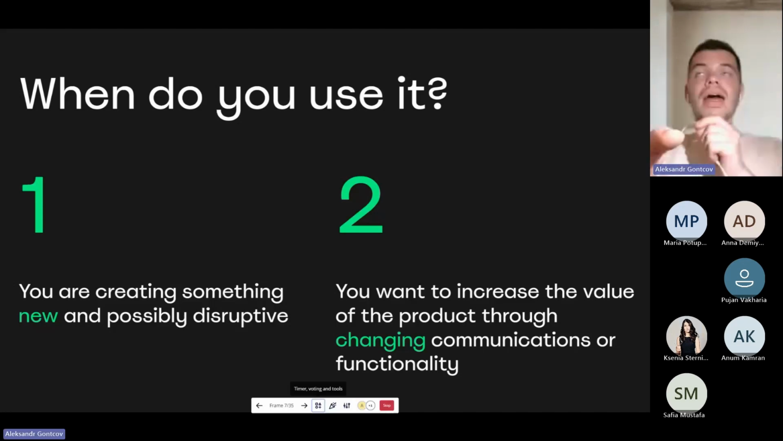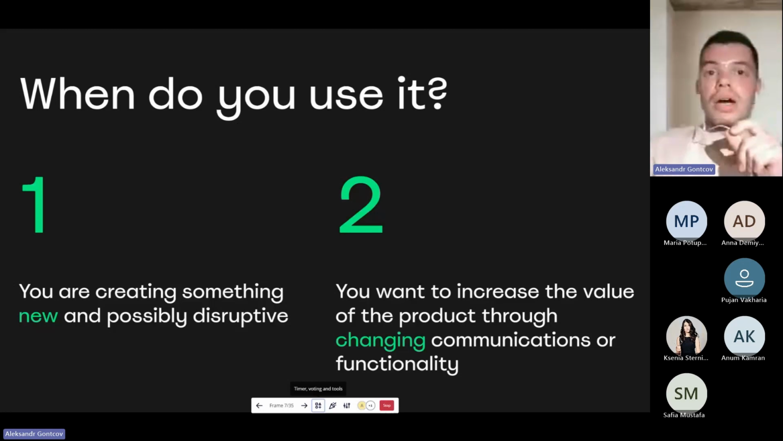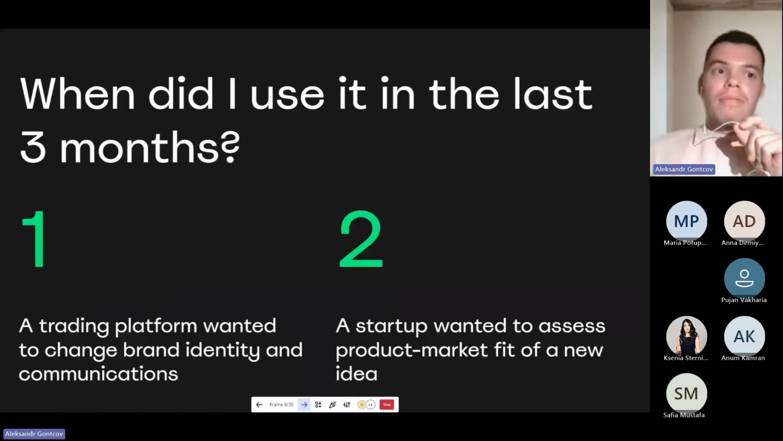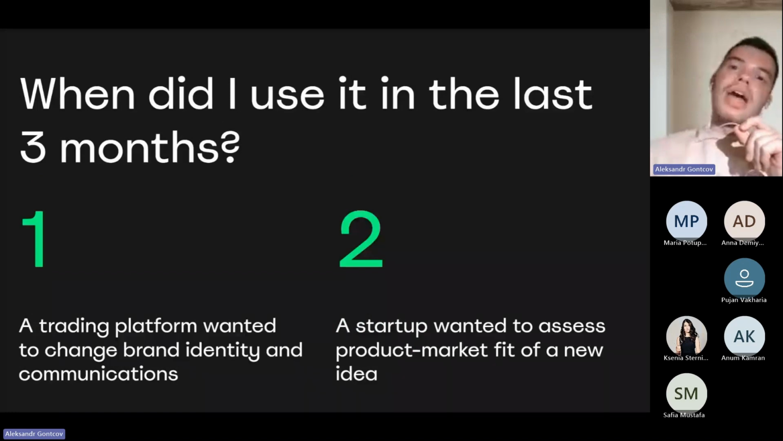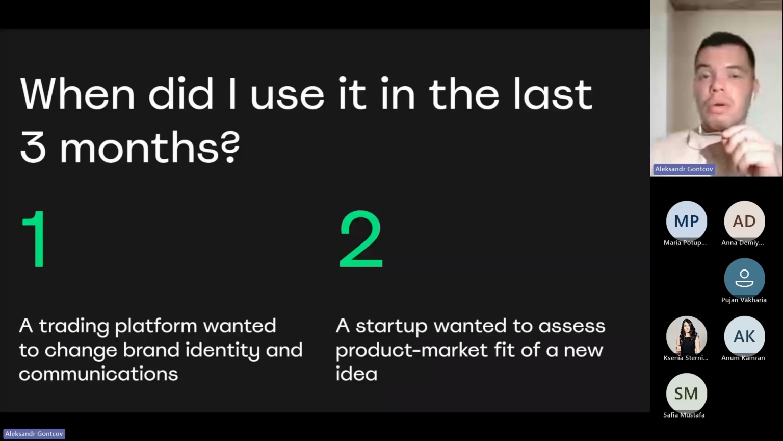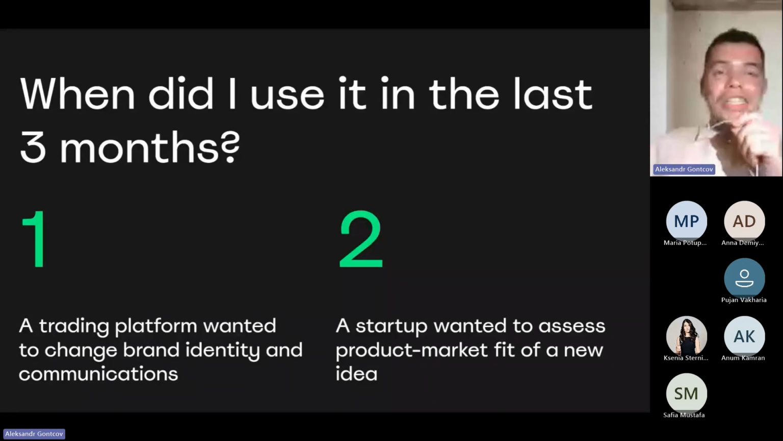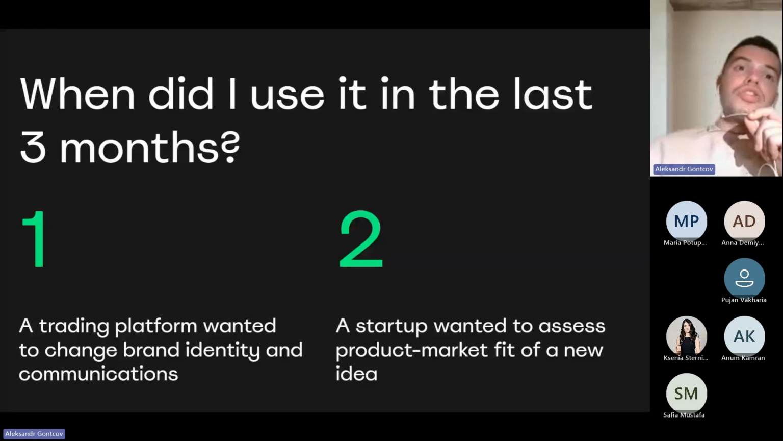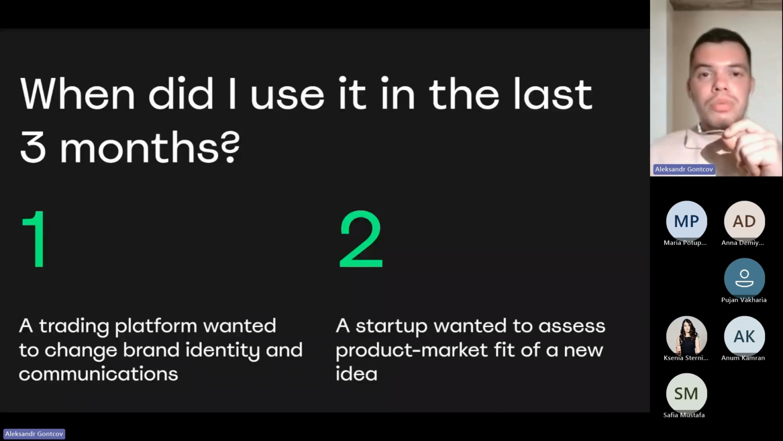Again, as I've mentioned, we've been using jobs to be done for a long, long time, and we have several projects every year, every month, where we apply the jobs to be done methodology and framework to address customer problems. Just in the last 3 months, here are a couple of examples of what clients wanted to solve when they tried to employ the jobs to be done framework.